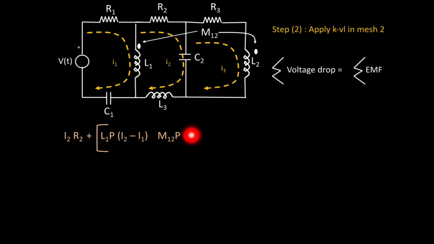And which current will we check? We will check the current flowing through the other coil. So as we are writing the equation for this L1, for the voltage drop because of mutual inductance, we will check the current flowing through the other coil, that is the current through L2. And which current is flowing through L2? That is I3. So M12P into I3.